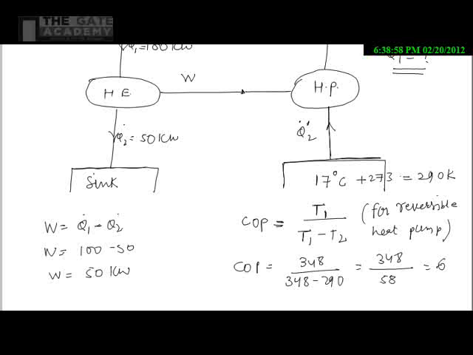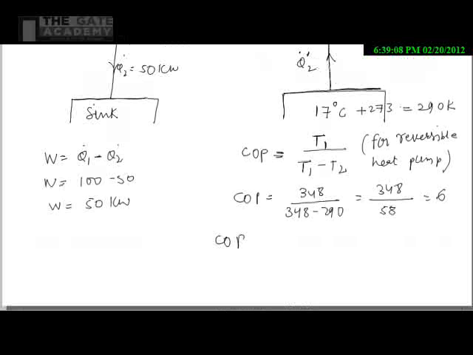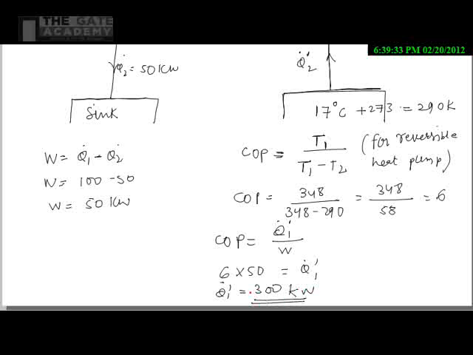So now we have W. W will be the same, we have already calculated, it is 50 kilowatt. Again with the help of the COP formula, COP equals Q1 by W, that is Q1 dash dot by W. So we get 6 equals Q1 dash dot by W, where W is 50. So Q1 dash dot will be 300 kilowatt. So the correct answer is 300 kilowatt.